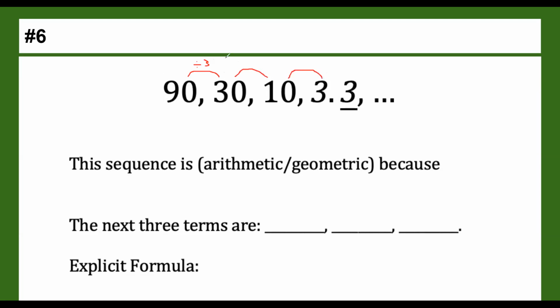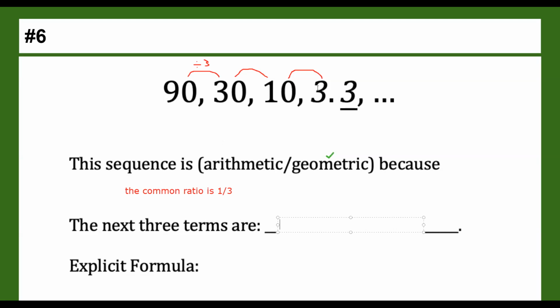However, dividing by 3 is the same as multiplying by 1/3. So I'm going to say that the sequence is geometric because the common ratio is 1/3. So let's figure out the next 3 terms.